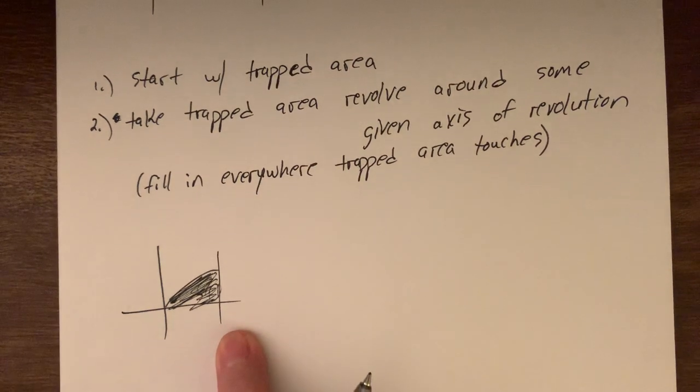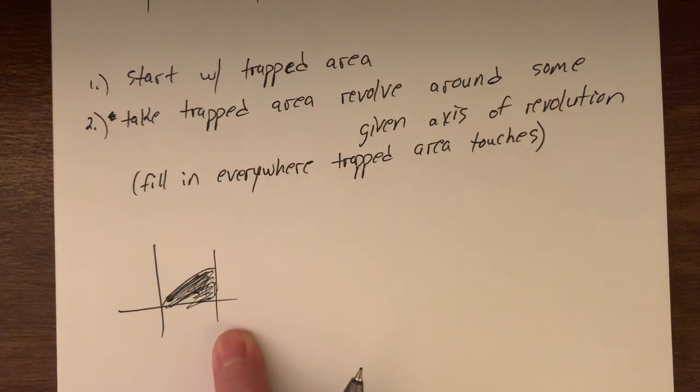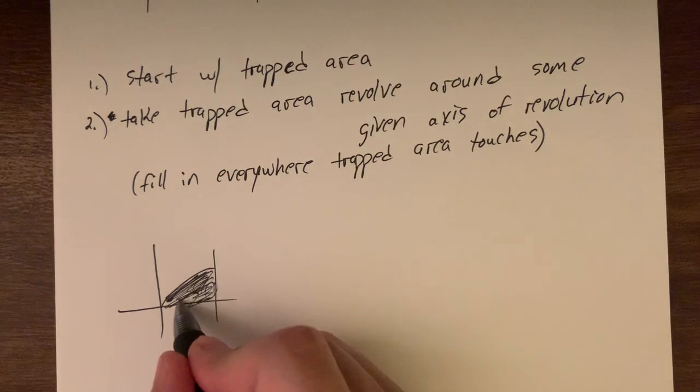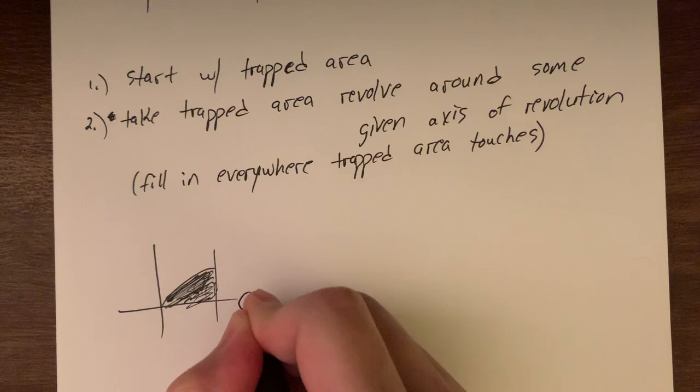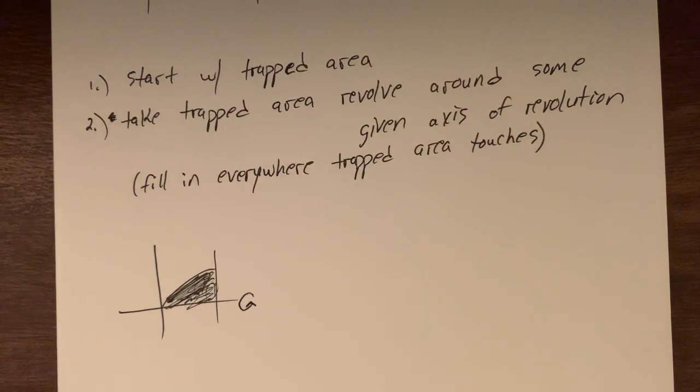You'll notice as we keep going along, I highly recommend you shade your trapped region, okay? There are a lot of little differences that people like to point out, and some people ask how much do they have to draw? How little can they get away with? I think we all need to get a good drawing in the first place and at least show our trapped region. So there is my trapped region, and now I'm going to revolve that around the x-axis.